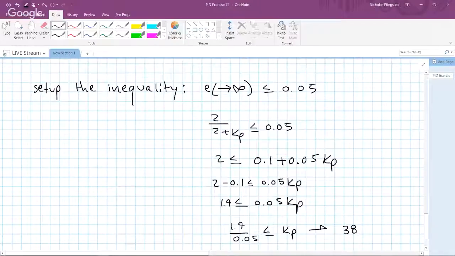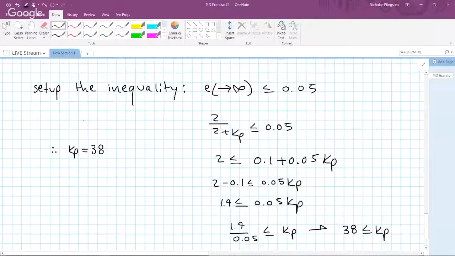38 less than or equal to Kp. Or the other way is Kp greater than or equal to 38. But because we want it to be less than 0.05, and we're saying that Kp has to be greater than or equal to 38, we just don't want to mess with that value. So we're going to stick to just 38. So for part A, Kp equals 38.